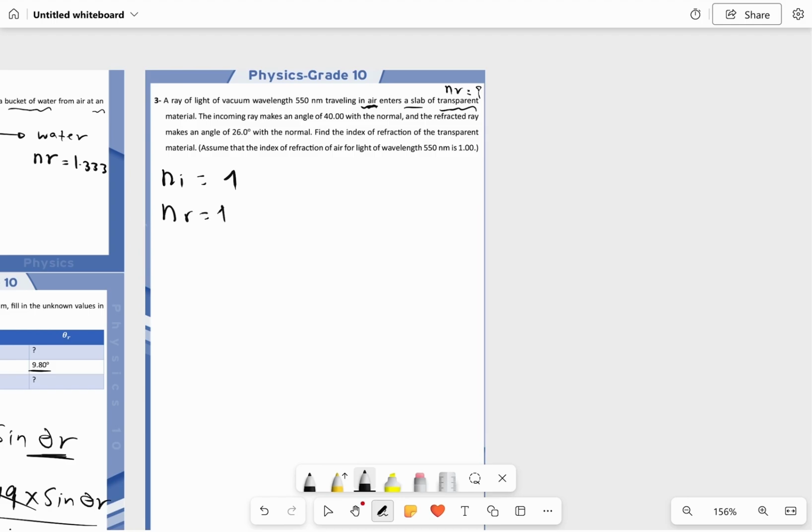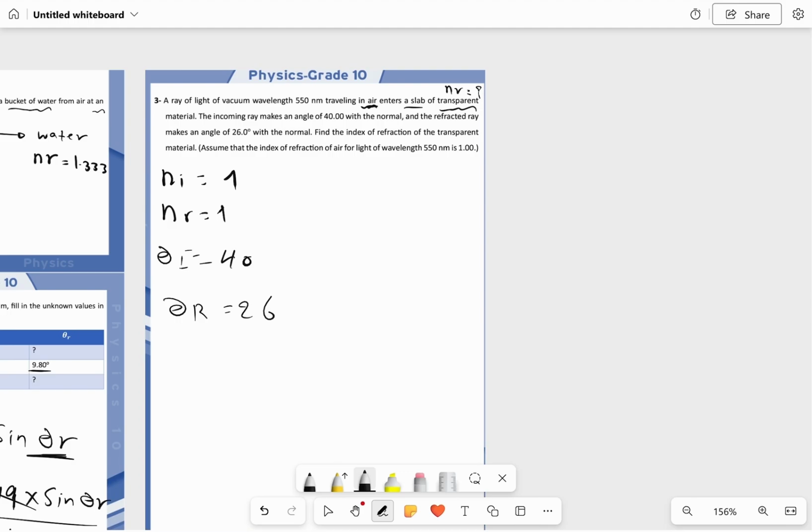The incoming ray makes an angle of 40, so we know the incident ray, or the incoming ray, has an angle with the normal line. So this is going to be theta I, which is equal to 40 with the normal. And the refracted ray makes an angle of 26. So theta R is equal to 26 with the normal.